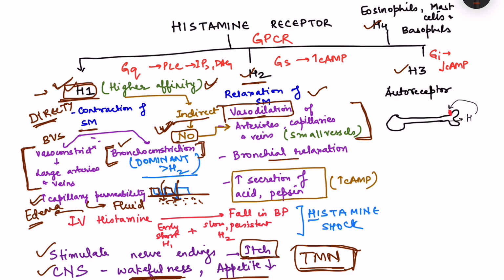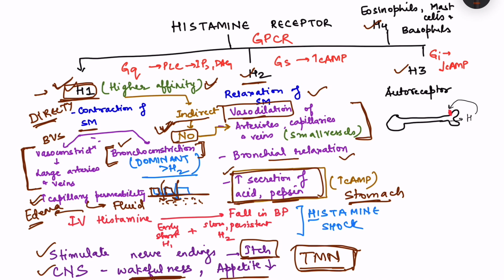Now, second is this H2 receptor. I told you that it is causing vasodilation and it is also causing bronchial relaxation. But there is another action. This H2 receptor also increases the secretion of acid and pepsin in the stomach. So release of acid is stimulated by this H2 receptor. That is why these H2 receptor blockers are used for decreasing the production of acid. And you see that this action is different from all the actions which we have discussed till now.